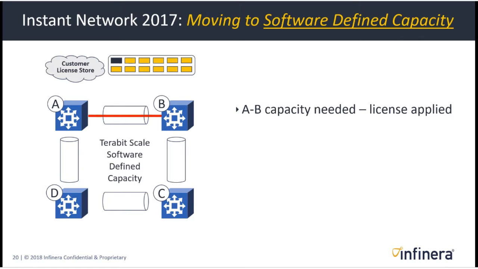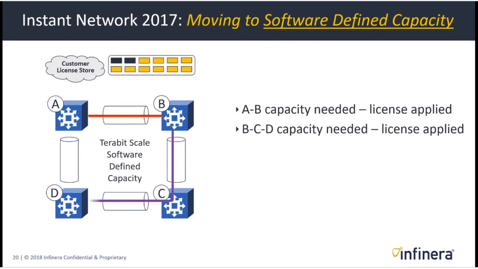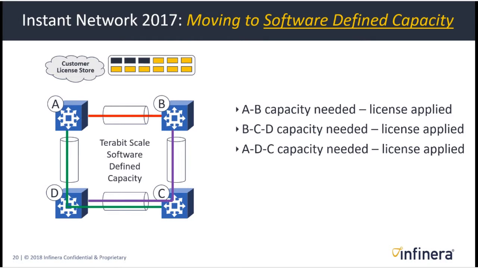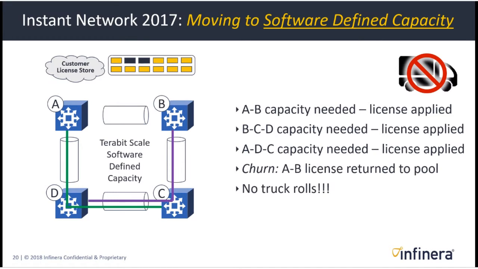Now, here's another example from B to C to D. Now, this could be a hop right through the ROADM, in which case only one license is needed. Now, here we do the same for A to C to D. But now there's some service churn. The AB capacity is no longer needed, and so the license is returned to the license store. There are no truck rolls needed, which means that this whole process could be orchestrated under software control.